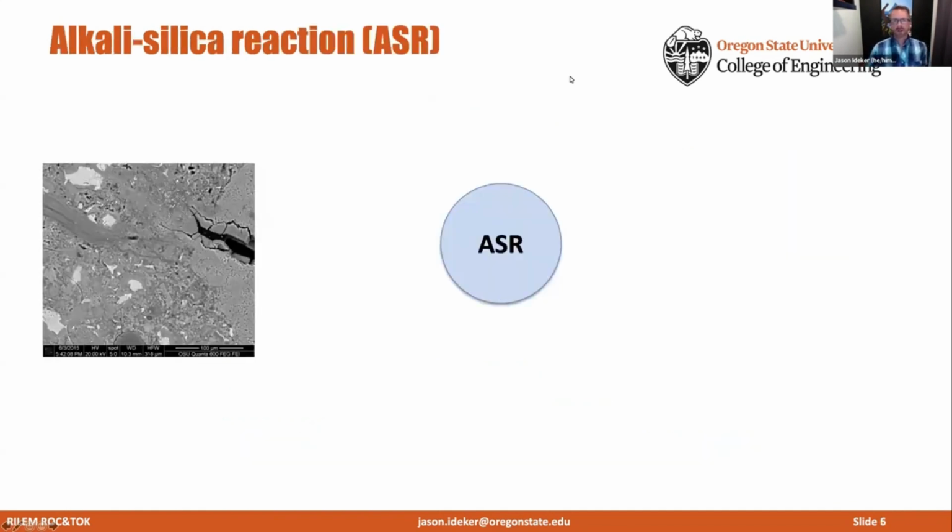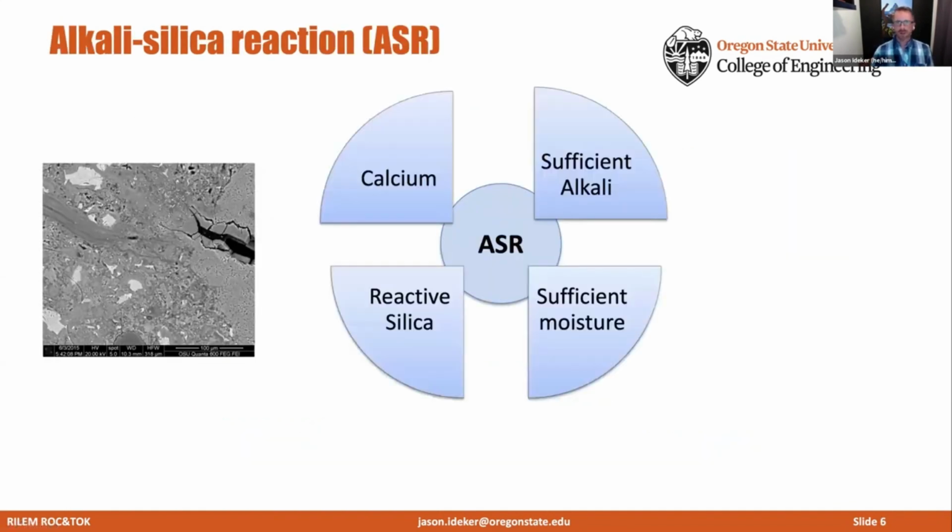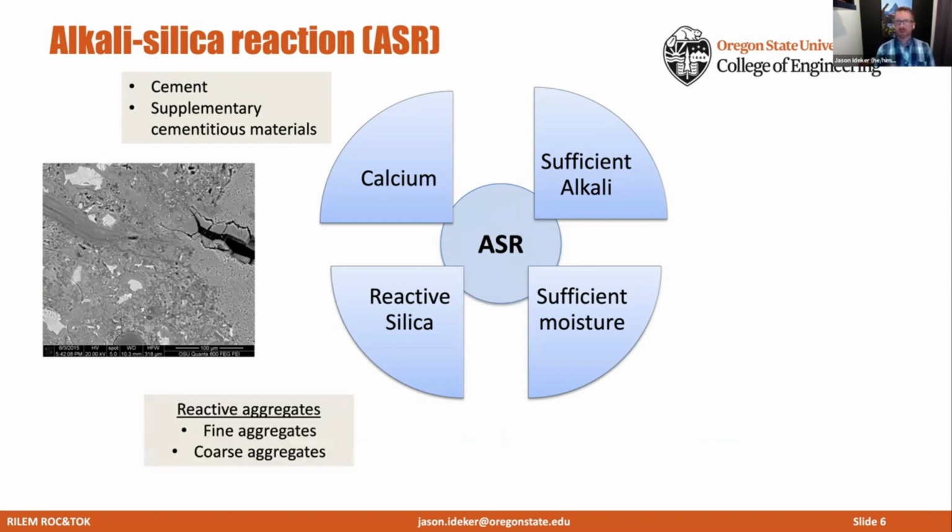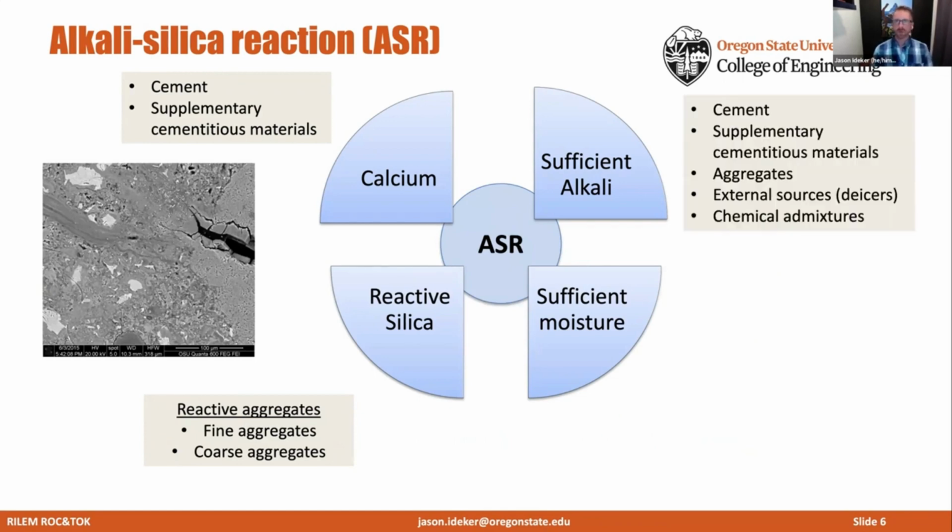So for ASR to occur, you need four things. You need a source of calcium, you need sufficient alkali, you need sufficient moisture, and you need reactive silica. So calcium generally comes from the cement or the supplementary cementitious materials. The reactive silica we're talking about in this case comes from the aggregates. It could be either the fine aggregate or the coarse aggregate or both.